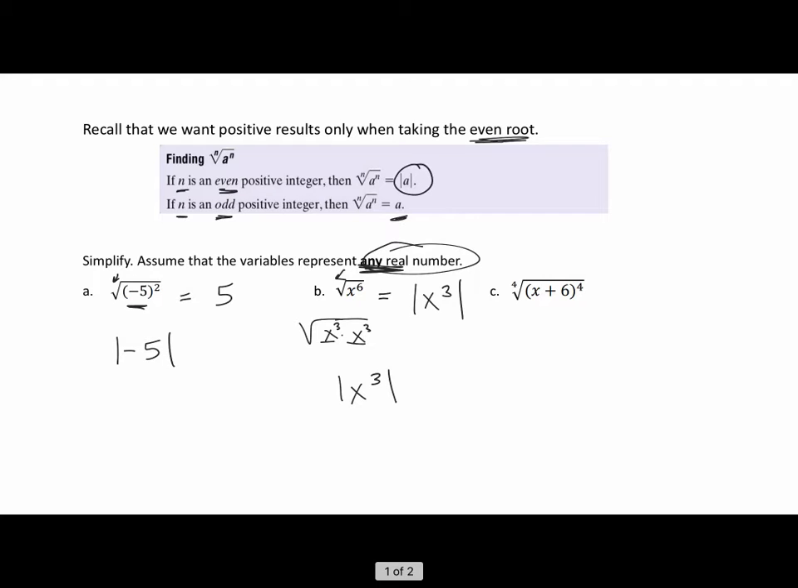In C, we want the fourth root of x plus 6 to the fourth. So we just remove the rooting, because the fourth root and the fourth power, those functions cancel each other out, leaving what's inside. But it is an even root, so it must be an absolute value. And again, I don't know what x is, so depending on what that is, this number could be negative or positive, so I need to leave it in the absolute value bars to ensure that it will stay positive.